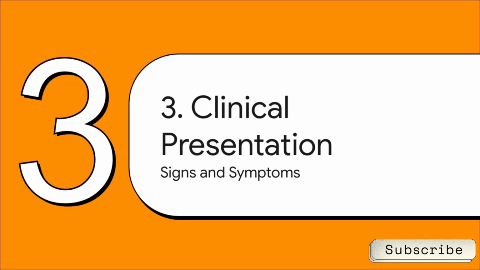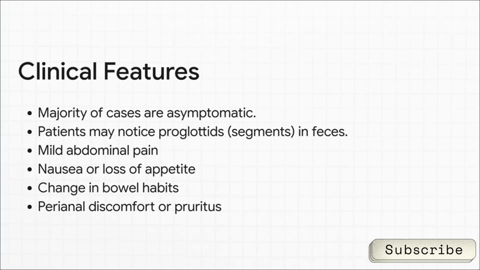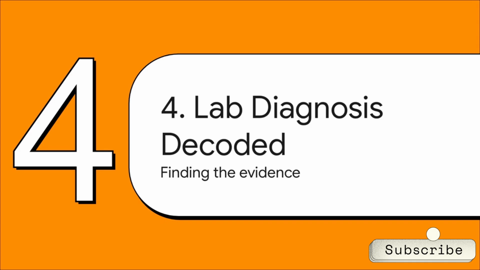So how does this infection actually show up in a patient? What are the red flags we should be on the lookout for? You might expect a giant tapeworm to cause some pretty dramatic symptoms, right? But what's surprising is that most infections are actually asymptomatic. A lot of the time, the only clue is when a patient discovers these motile, ribbon-like segments, the proglottids, in their stool. When symptoms do show up, they're usually pretty mild and nonspecific, things like abdominal pain or a little nausea.